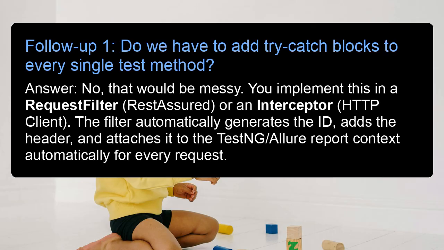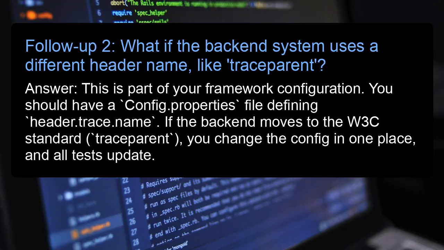Follow-up 1. Do we have to add try-catch blocks to every single test method? Answer: no, that would be messy. You implement this in a request filter in REST Assured, or an interceptor in the HTTP client. The filter automatically generates the ID, adds the header, and attaches it to the TestNG or Allure report context automatically for every request.